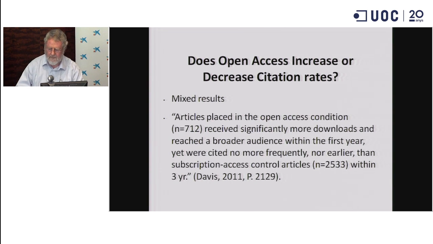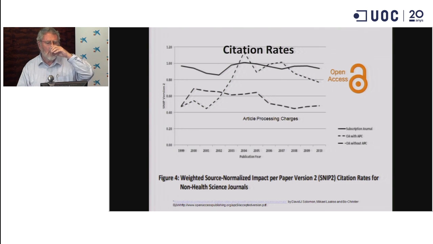Now, here's a question of great interest to us: does open access increase or decrease citation rates? And it seems the results are mixed. There's been a few reports on this, and it's not as clear as we thought. We used to be saying, well, you get way more citations if it's open, but it's not that clear. This graph shows that the dark line is the subscription journals, and the other top line is with payments. So if you pay the charge, and open access without APC is a lot less, and is further down.